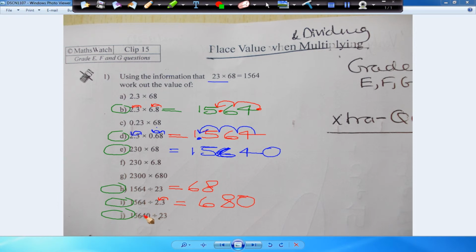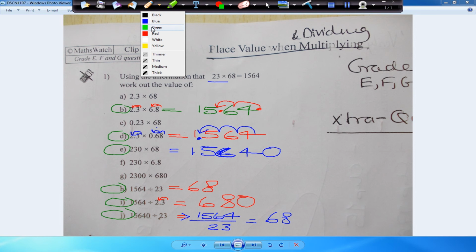Next one. So let's have a look. Here's the original one. So the original question should look like this. 1564, we divide it by 23, yeah? That's the original question. We work on the original one. That should give us an answer of 68. I'm going to see how the original question has changed, and then we modify our answer accordingly.